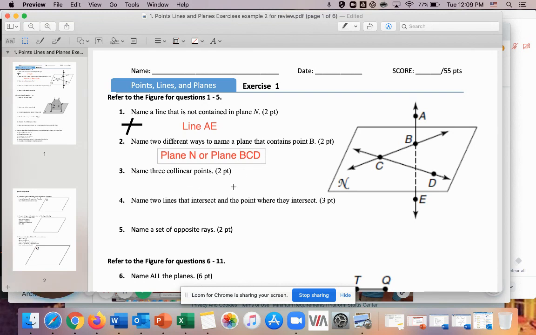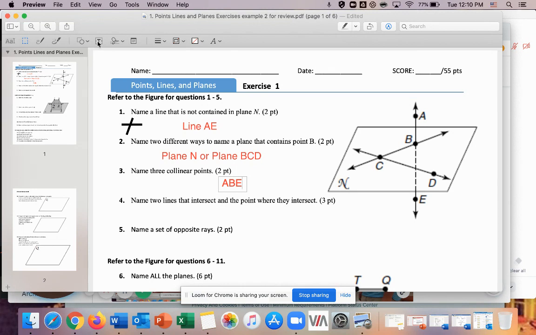Name 3 collinear points. Collinear means that they are on the same line. So we're looking for 3 points that are on the same line, and there is only one group on here where 3 points are on the same line. That would be A, B, and E. If you're naming 3 collinear points, you can put them in whatever order you want, but I'm going to put them in the order A, B, E. As you can see, A, B, and E are all on this line. They are collinear.